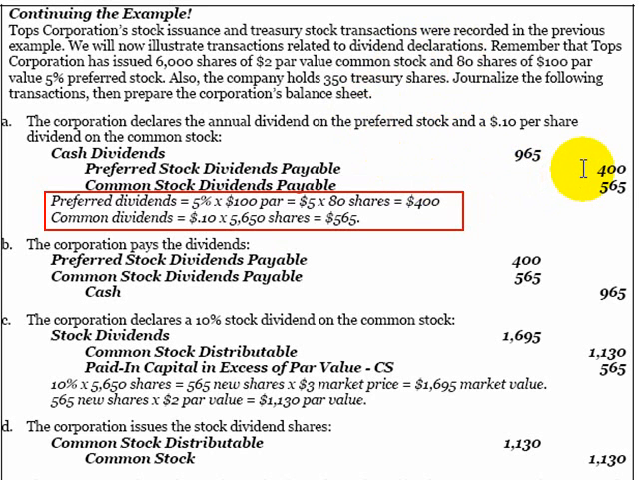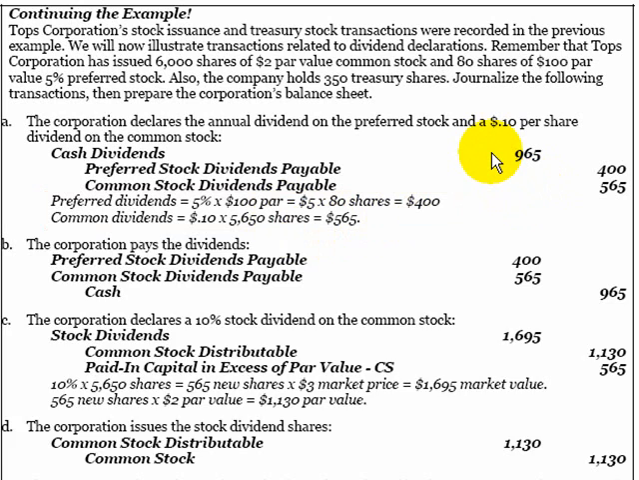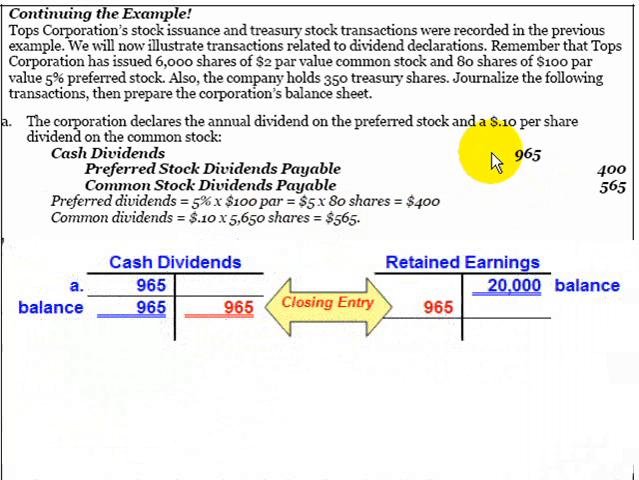Our common stock receives a 10-cent per share dividend, but there are only 5,650 shares of common outstanding. The Treasury shares don't participate in the dividend, so that will be $565 that the common stockholders will receive. Our debit goes to an account called cash dividends. But this is just a temporary holding account, and eventually the cash dividends account will be closed into retained earnings.